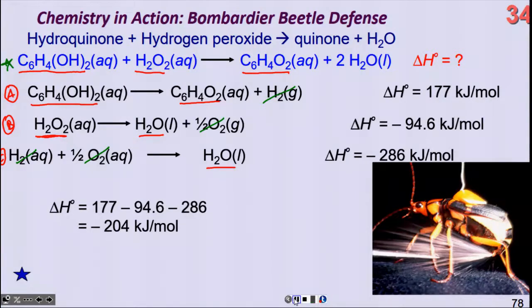So therefore, we can add up the different values provided, the 177 minus 94.6 minus 286, and we get minus 204 kilojoules per mole. This is a very exothermic process. In other words, when this beetle is making this squirting stuff, it's going to be hot.